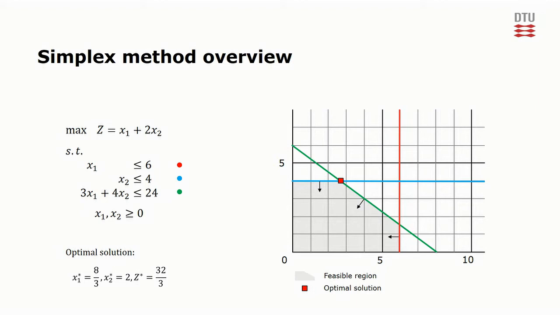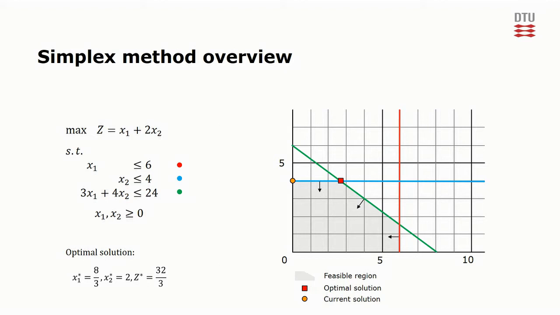The Simplex method is an iterative algorithm that initializes in one of the feasible corner points. For example, this one indicated by the orange circle. It then jumps to a new feasible corner point like this, and it continues to do so until it reaches the optimal solution.